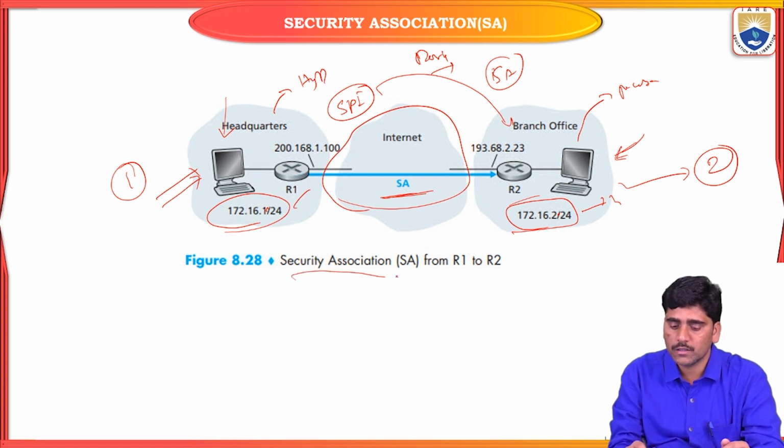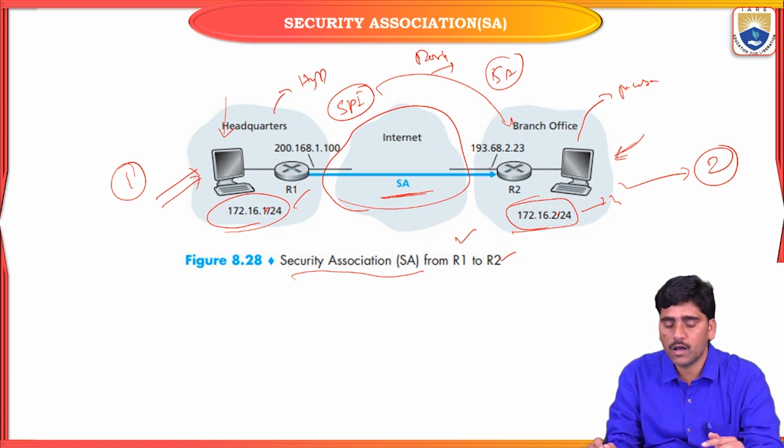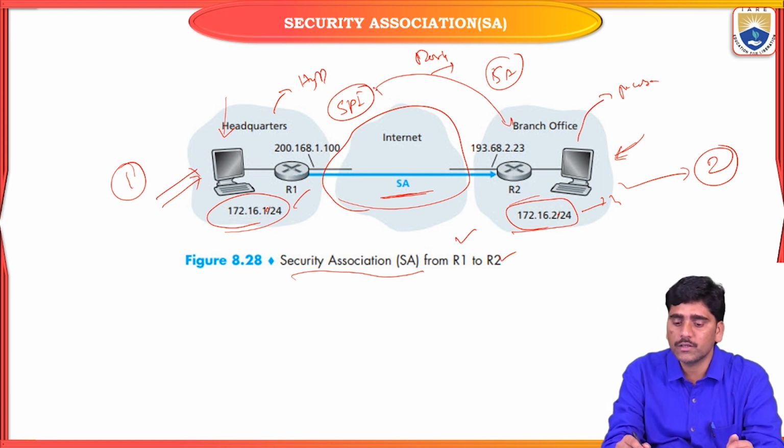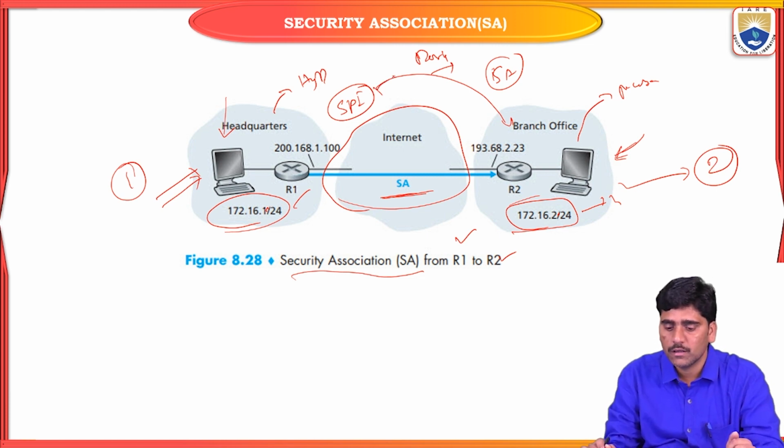So here the security association from R1 to R2 establishes the communication between source and destination, or sender and receiver, with the help of the security parameters index in the security association. So this is the way the two hosts communicate securely.